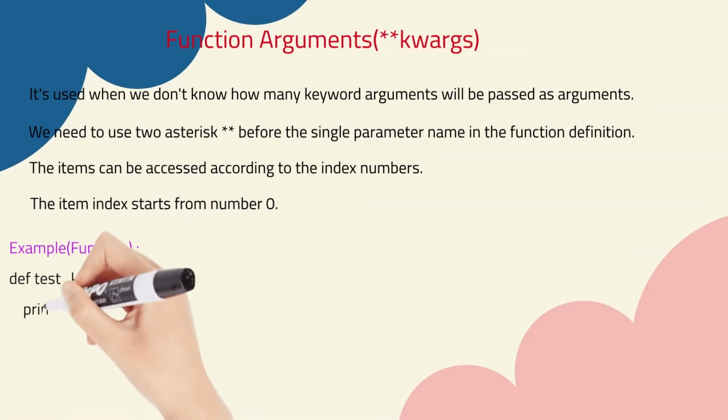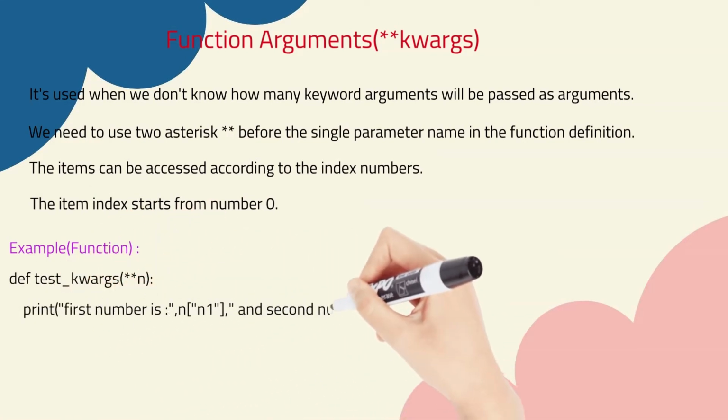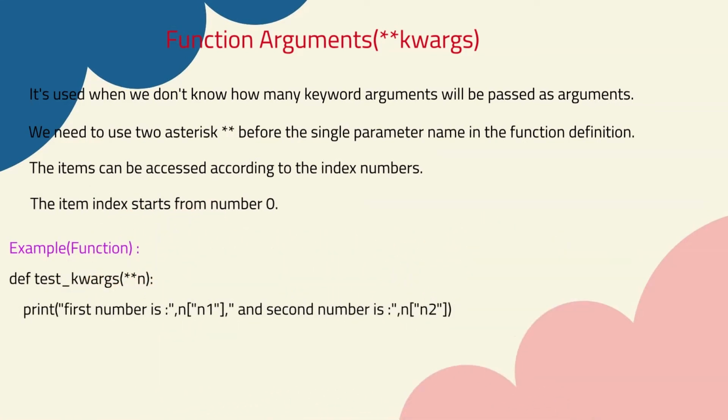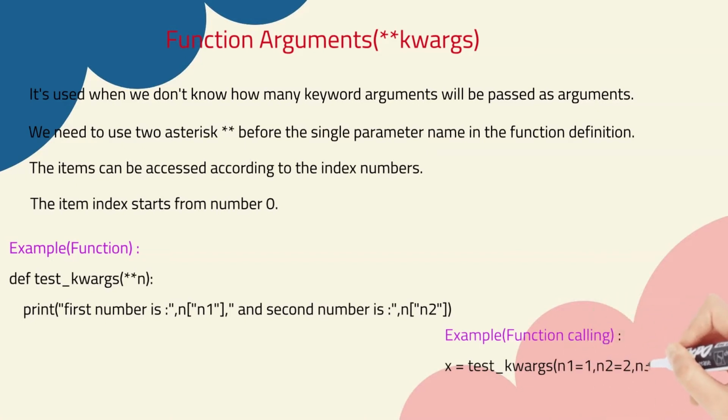For example, in the below function the parameter is defined as two asterisks followed by the variable n. We are using the first and the second value of the argument passed to the function as the parameter name with the key name in square brackets, in double quotes. In the function call we can pass any number of parameters. Currently 4 parameters are passed, but only 2 of them are used in the main function.